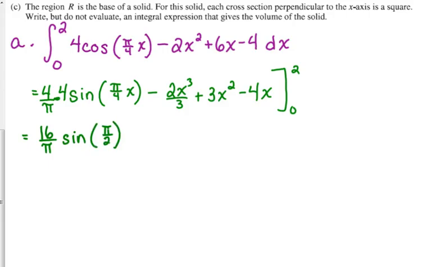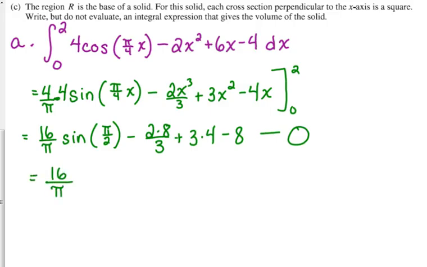Now let's plug in our limits. We've got 16 over pi sine of, when we plug in 2, that's going to end up giving us, what, pi over 2? Pi over 4 times 2 is pi over 2. Minus 2 times 8 over 3 plus 3 times 4 minus 8. And when we plug in 0, let's think about it for a second, sine of 0 is 0. All the other pieces have x in them, so that's just going to be 0. I'll put minus 0 here on the end just so we know that we did that part, but that's it.